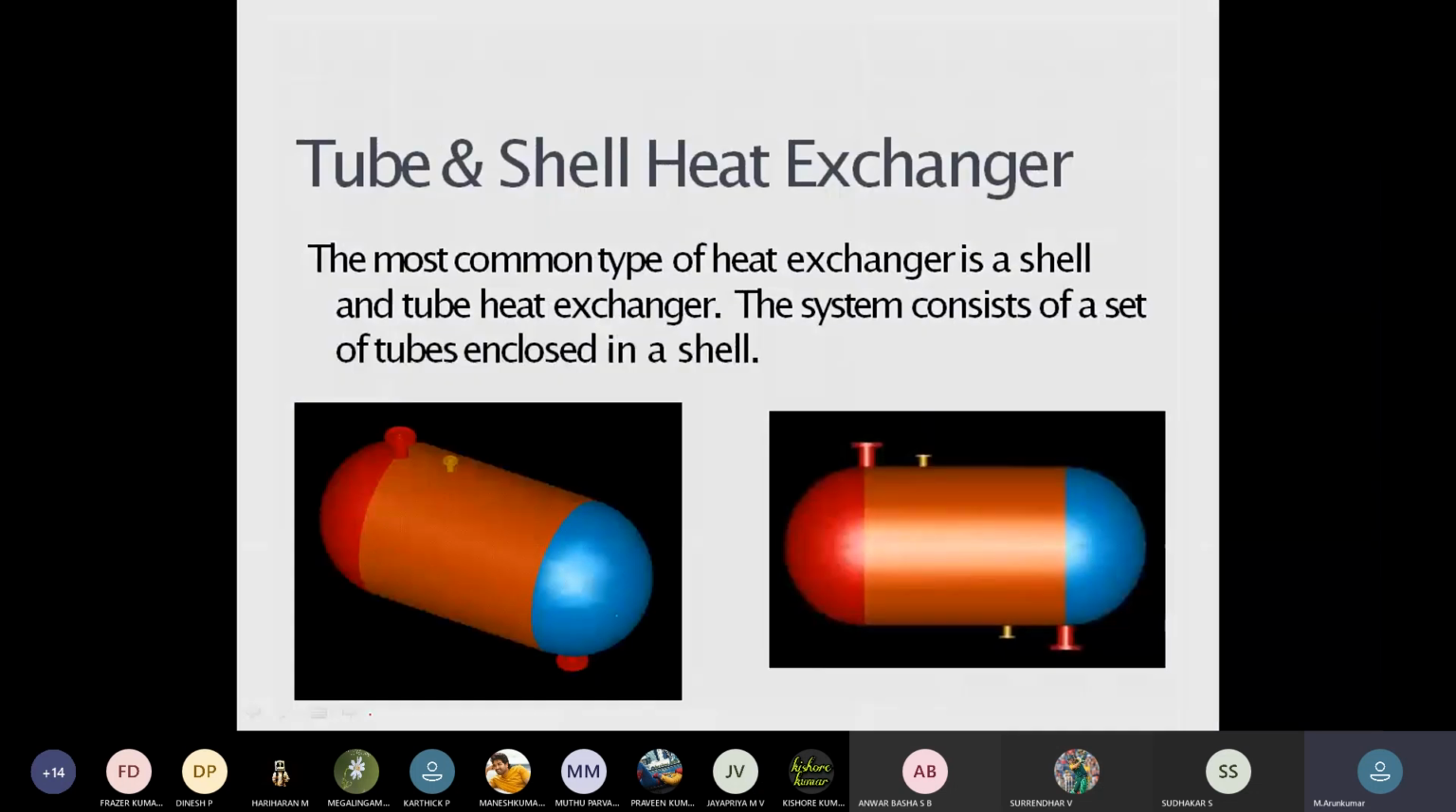Then this is the diagram of the tube and shell heat exchanger. It will look like this. The most common type of heat exchanger is this tube and shell heat exchanger. The system consists of a set of tubes enclosed in a shell. So actually this is the outer shell, and inside the shell we have the tubes.